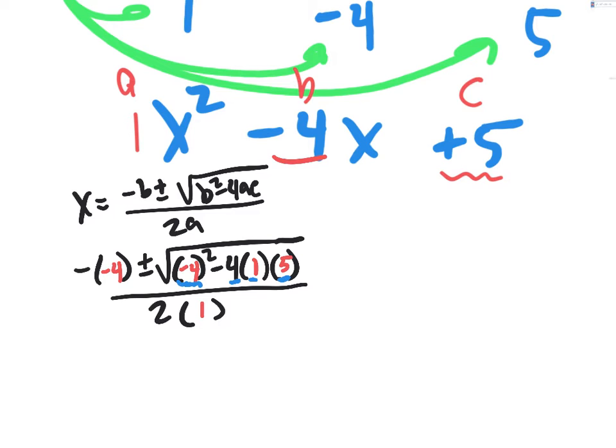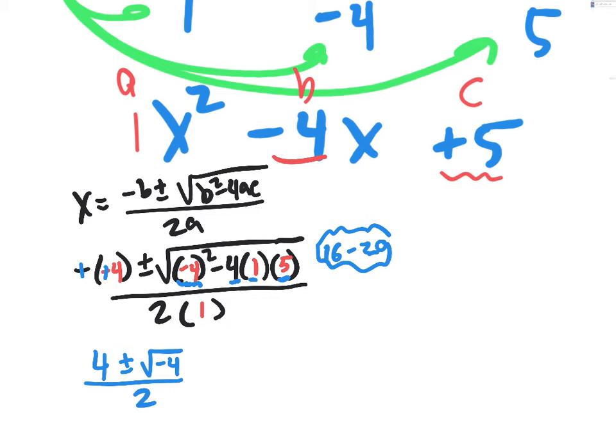Okay, that's a 16 minus 20. So what we really have inside the discriminant value is -4. So we have a +4 out here in the front. So let's write that down. +4 plus or minus the square root of negative 4. That's what we said we had in there. 16 take away 20 is negative 4. All divided by 2 times 1, which is 2.